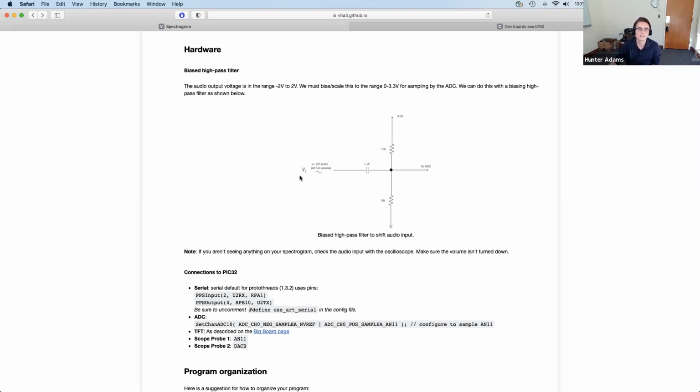And then we're passing in the output of the headphone jack of the lab PC through this high pass filter.